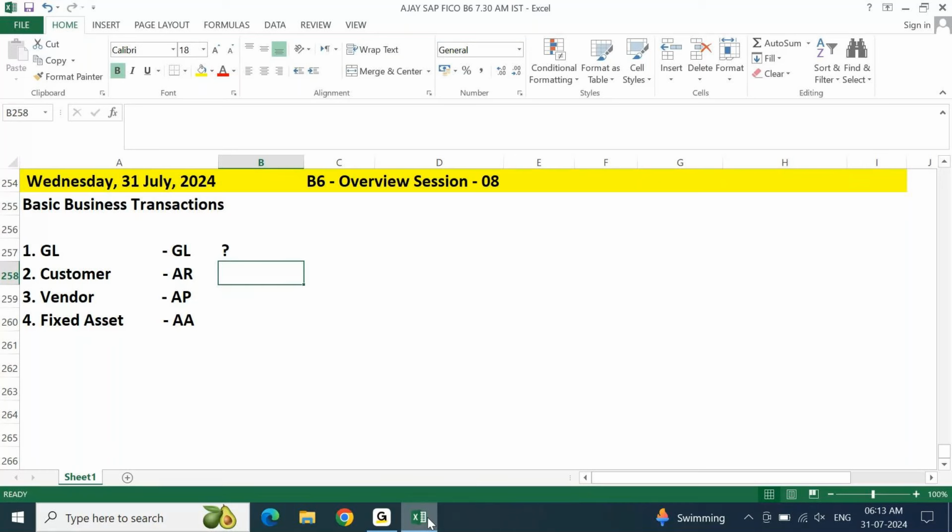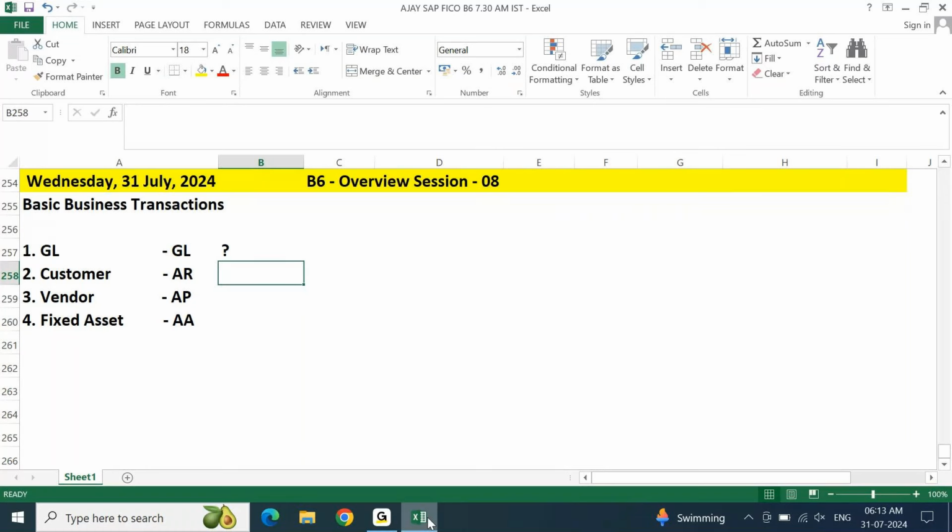GL is a question mark because it includes everything. Whatever is there in your accounting, everything is by default part of GL. Why is everything by default part of GL? Yesterday we understood that the trial balance is prepared from the general ledger account closing balances, in short, GL account balances.